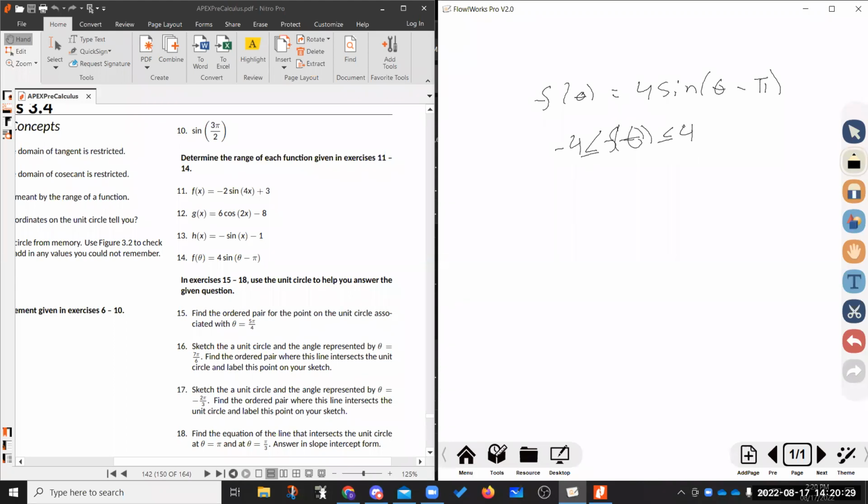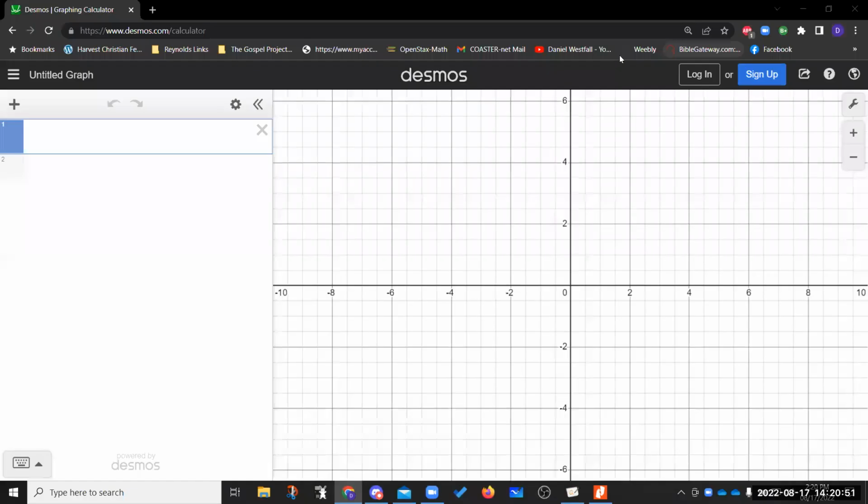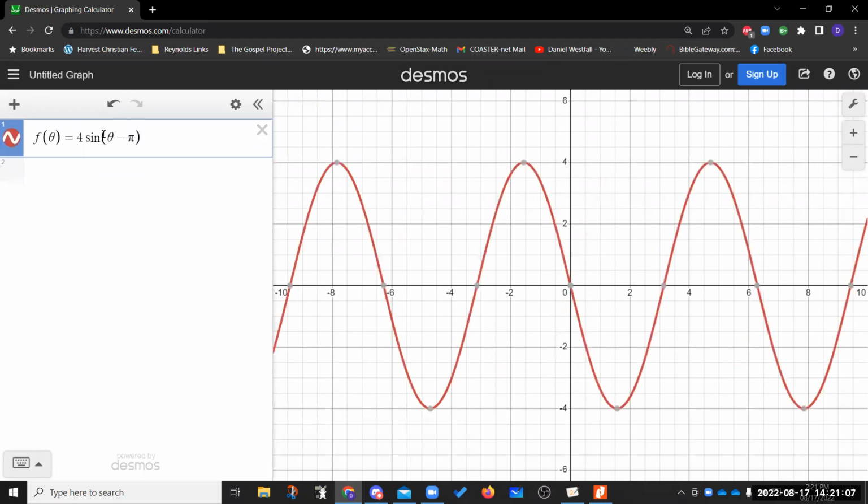I'm going to open Desmos to graph it. So f of theta is equal to 4 sine of theta minus pi, like that, and it's staying between -4 and 4 because sine of anything is staying between -1 and 1. -1 times 4 is -4, 1 times 4 is 4.